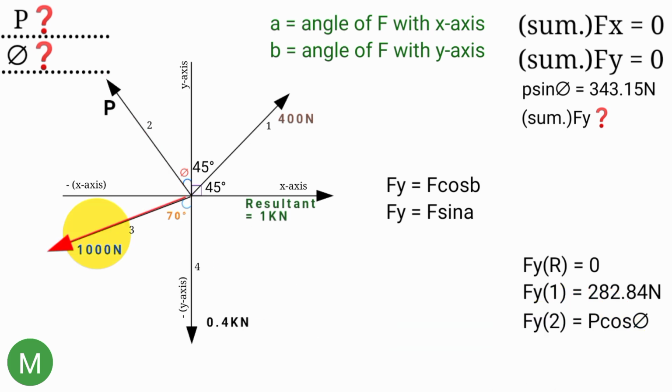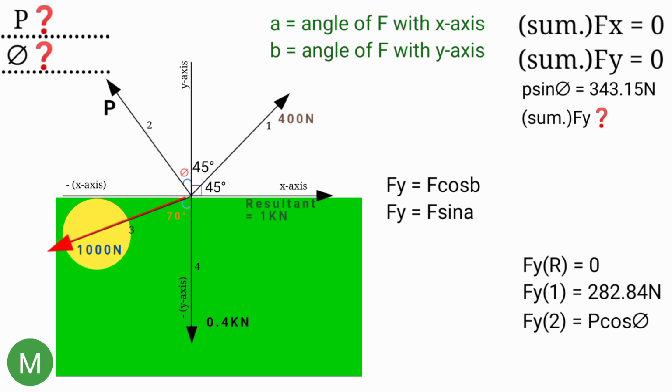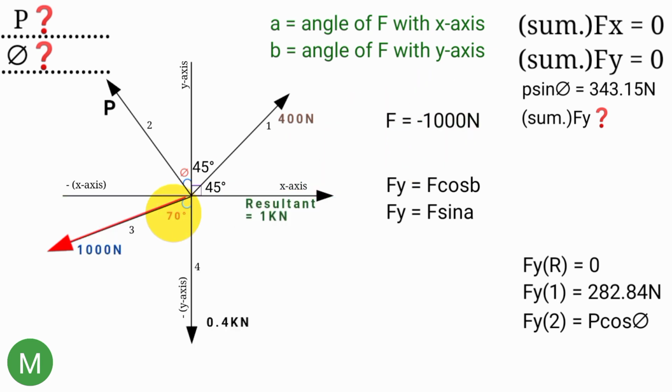Here for this force 1000 newton, if you look, it is acting on the negative y-axis. So F equal to minus 1000 newton, and here the angle it makes with the y-axis is 70 degree. So B equal to 70 degree. Now substituting here, F of y for 1000 newton equal to minus 1000 cos 70 degree, which if you press your calculator equal to minus 342.02. So F of y for 1000 newton equal to minus 342.02 newton.